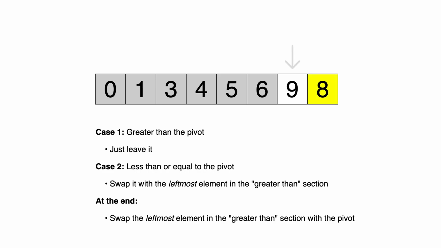8 is the pivot, and 9 is greater than 8, so we just leave it there. We do the final swap, and now 8 is sorted. 9 is the only element left, and since we know that everything else is sorted, that must mean that 9 is also sorted. Now the entire array is sorted, and we are done.